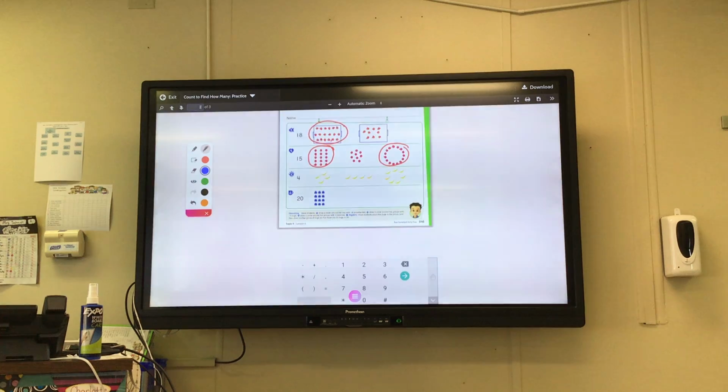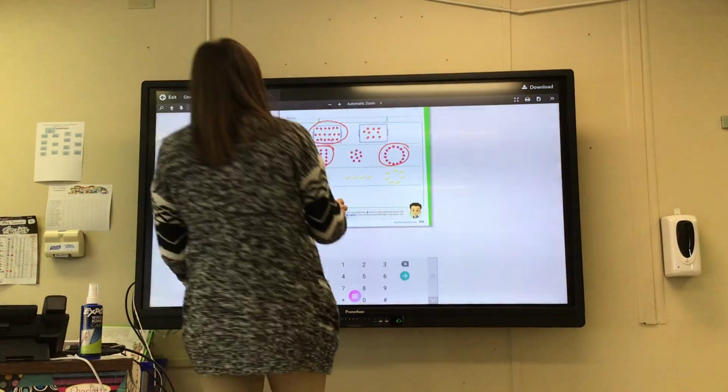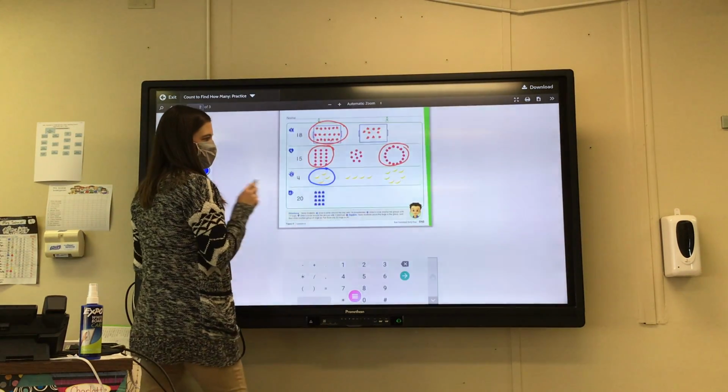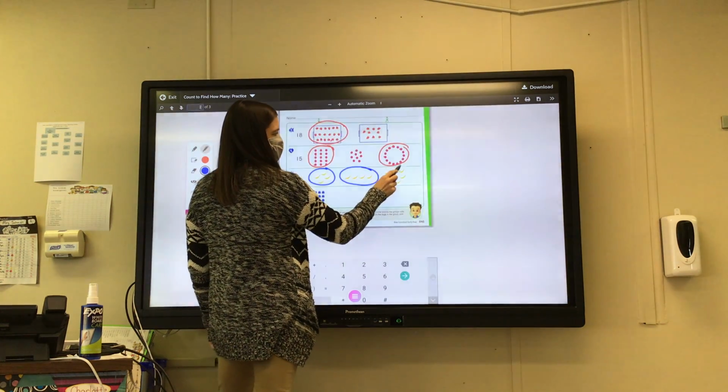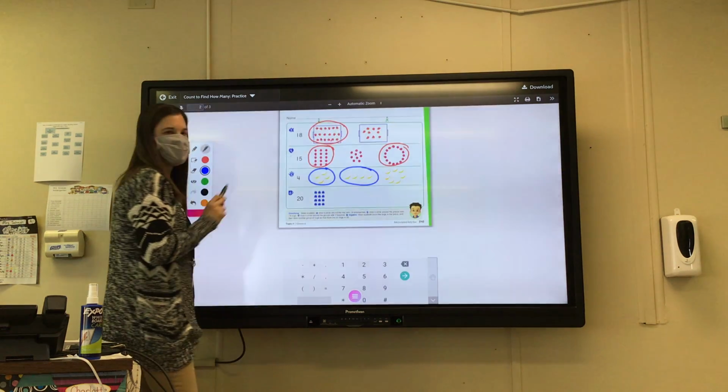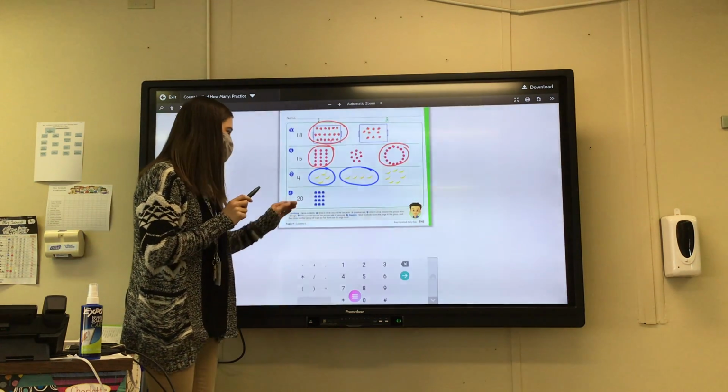Excellent. Wonderful job. So everybody circle this group because it has 4. And circle this group that has 4. The next group has 1, 2, 3, 4, 5, 6, 7. You don't need to circle it. Okay, number 6.